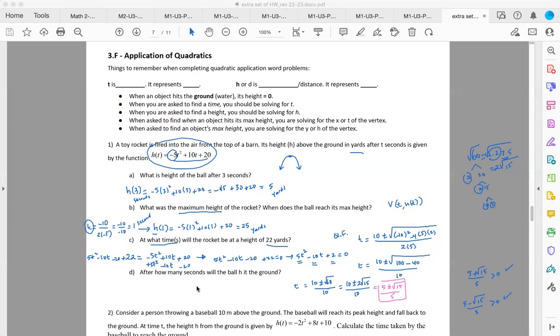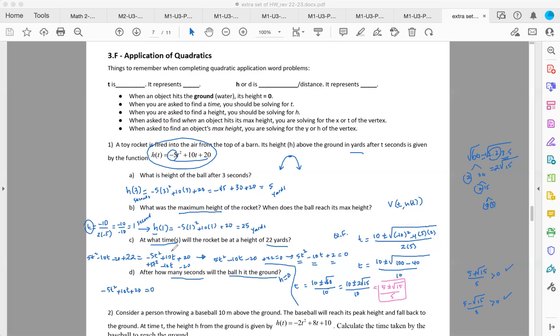Part D says, after how many seconds, so again, we're looking for time, will the ball hit the ground? What happens at the ground? When they say hit the ground, this is an indirect way of saying the height is 0. They're saying indirectly, plug in 0 for h. That's what hit the ground means. So what you're doing, you're going back to the equation, which is negative 5t squared plus 10t plus 20, and you're saying, I'm going to make this equal to 0.